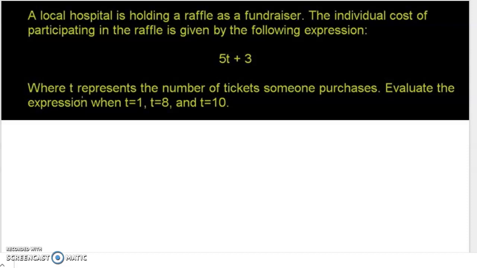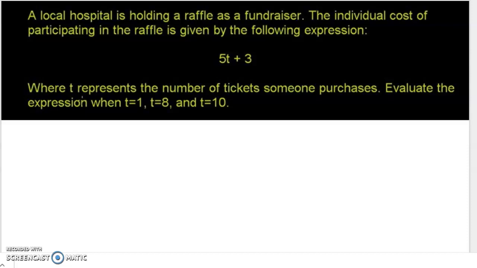It says a local hospital is holding a raffle as a fundraiser. The individual cost of participating in the raffle is given by the following expression, 5t plus 3, where t represents the number of tickets someone purchases. Evaluate the expression when t, the number of tickets, equals 1, t equals 8, and t equals 10.